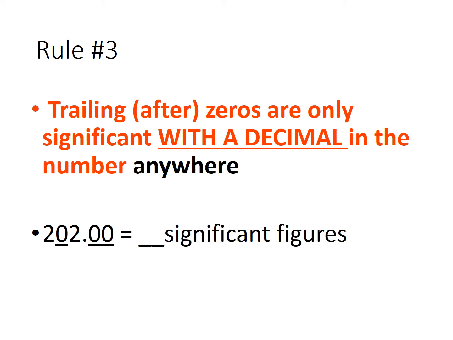Rule 3 covers trailing zeros. The rule that you have written in your book from yesterday probably says something like, trailing zeros are only significant if there is a decimal present. And that means a decimal present anywhere in the number. So 202.00, there's a decimal present here, which means these trailing zeros are significant. The sandwich zero is also significant, which makes all of these digits significant. So there's a total of 5 of them.